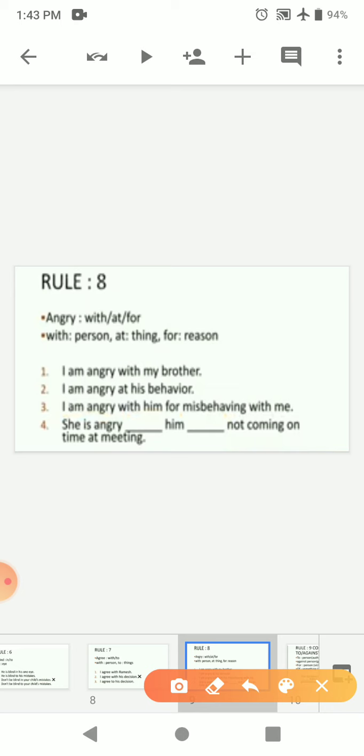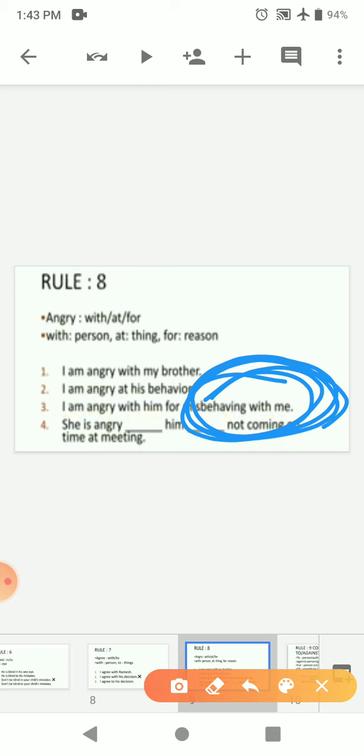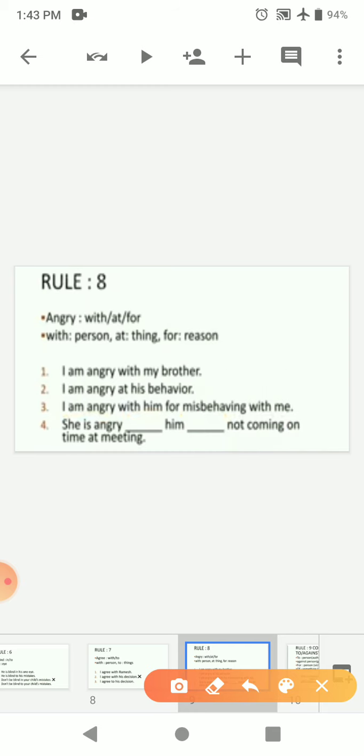Then I am angry with him, mentioning a reason. I am angry. He has done what? He has misbehaved with me. So I'm mentioning a reason actually. So whenever we are mentioning a reason in a sentence, I'm angry with him for misbehaving with me. For, we have used this preposition for because we have mentioned a reason here.